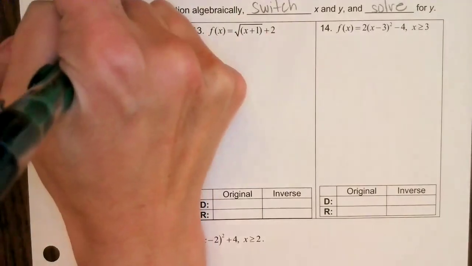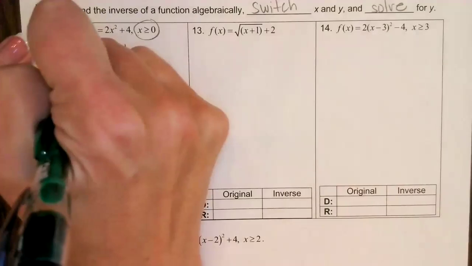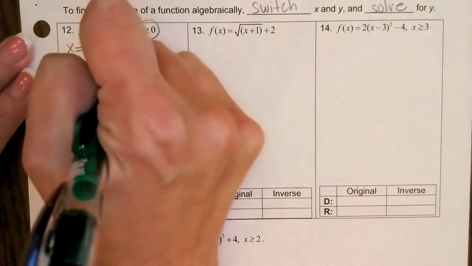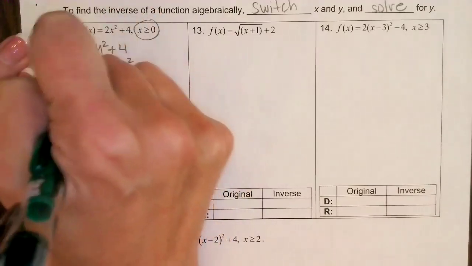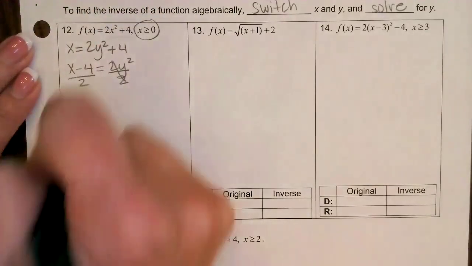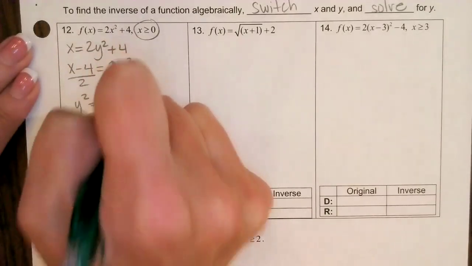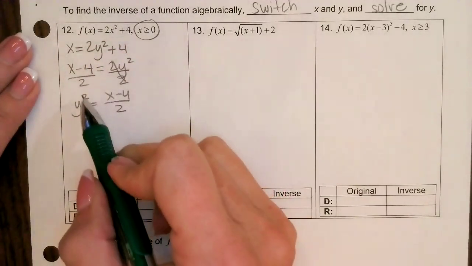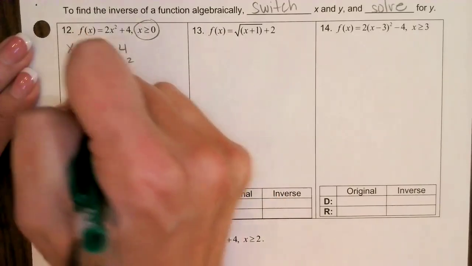So I'm going to start by switching my x and my y. Then I'm going to solve for y. So I subtract the 4, divide by 2. And so I've got y squared is equal to x minus 4 over 2. Now I'm going to take the square root because I need to get rid of the square. So I take the square root of both sides.